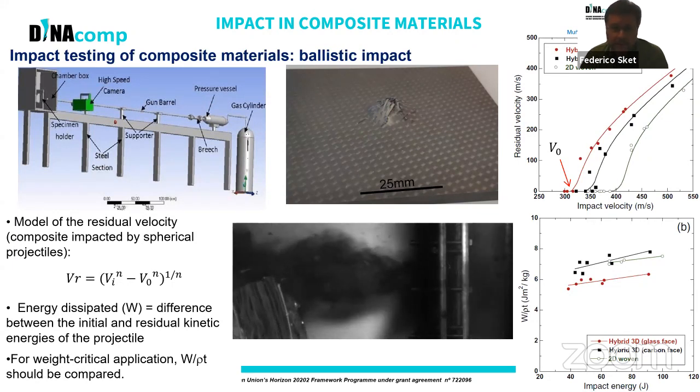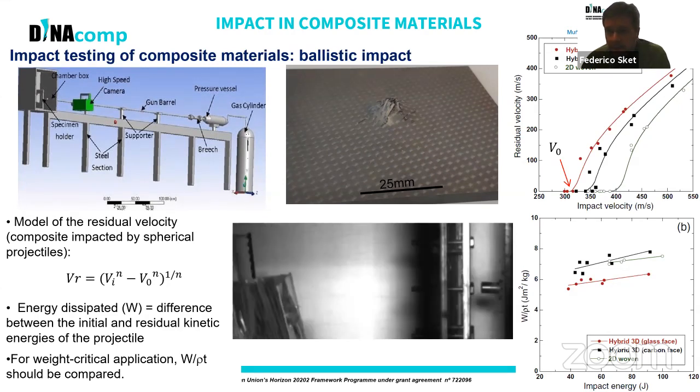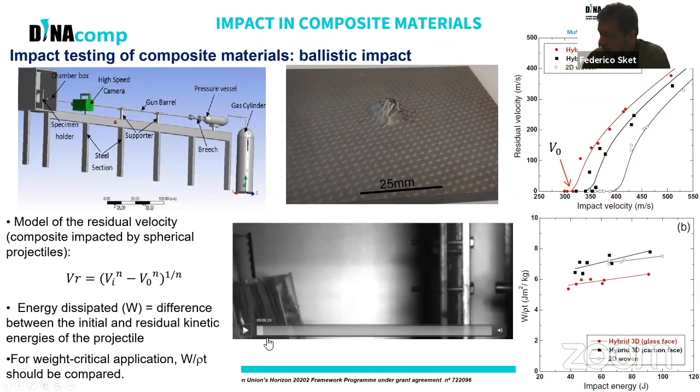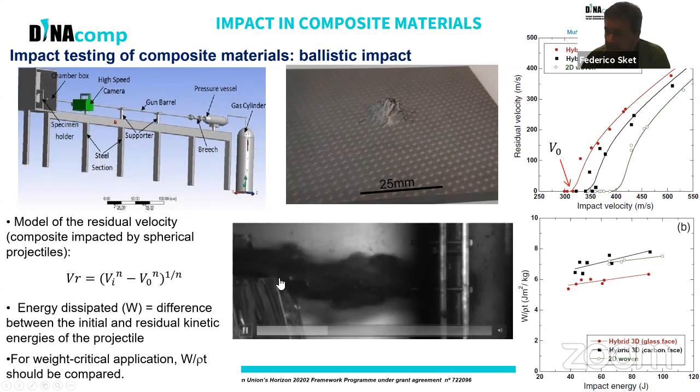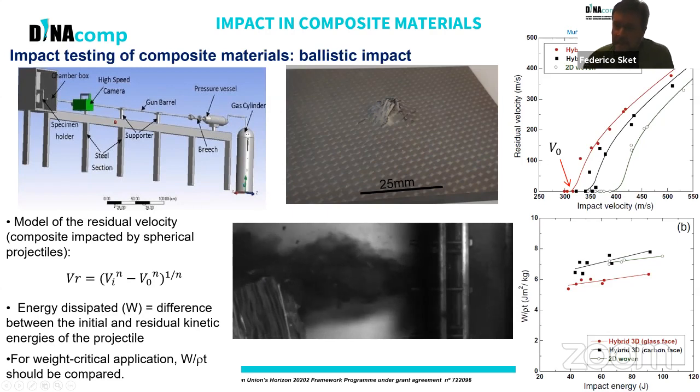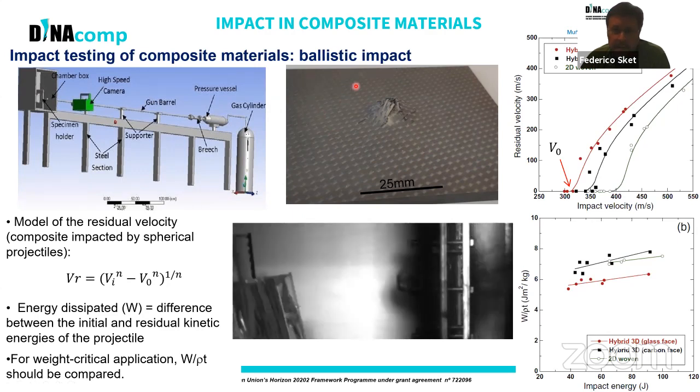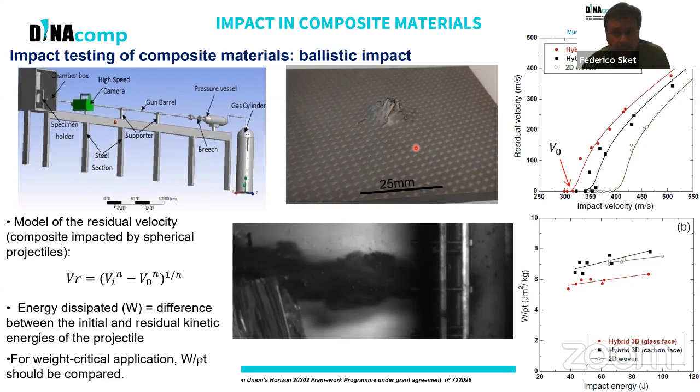You can record the moment of the impact and in turn calculate the impact and residual velocities. So when you look at the bullet that is impacting the composite material, from these couple of frames you can calculate the impact velocity and the residual velocity of the bullet when it comes out of the composite. This figure is an example of the damage generated by the impact test in a 2D woven composite material.